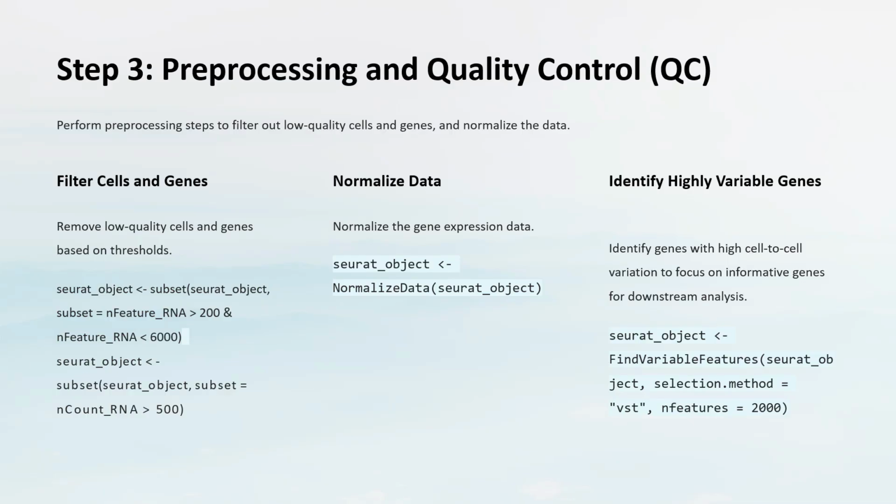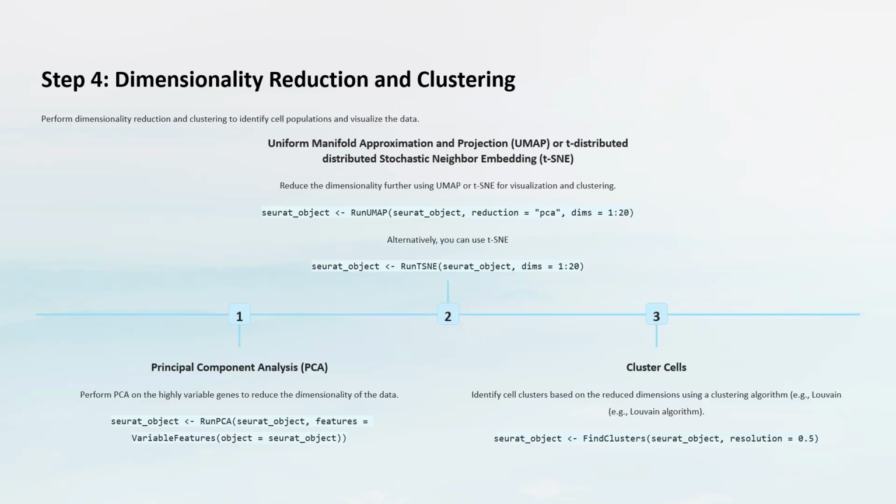We are going to filter cells and genes, removing the low quality cells and genes based on a threshold. We are going to set the threshold above 200. Then we are going to normalize the gene expression data to account for differences in library size and capture efficiency. Then we are going to identify highly variable genes, which vary from cell to cell, and focus on informative genes for our downstream analysis.